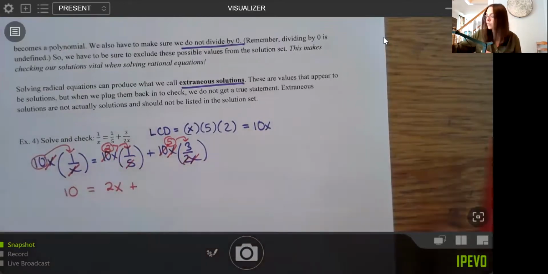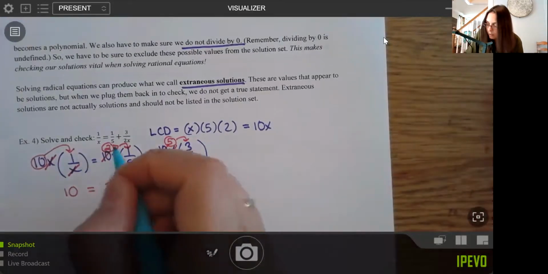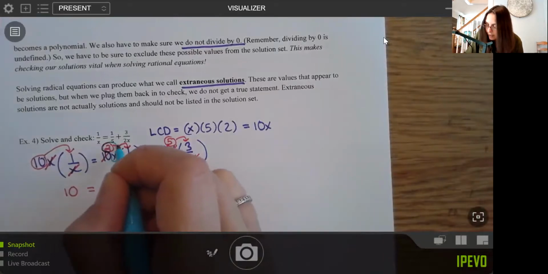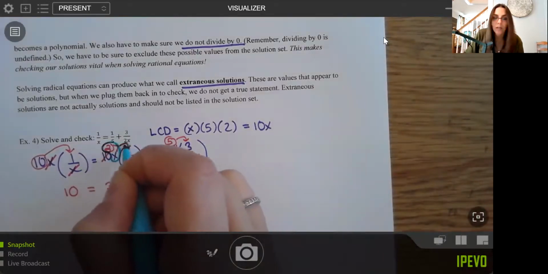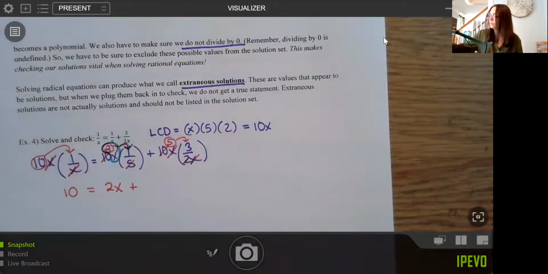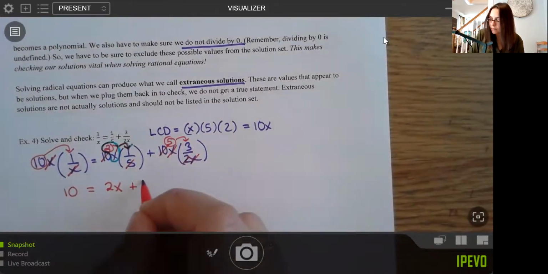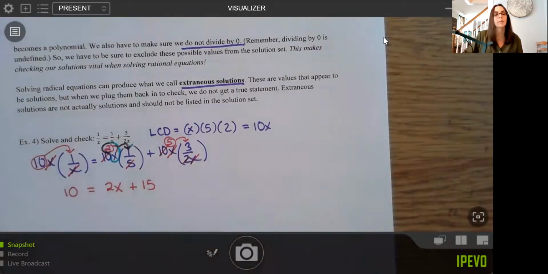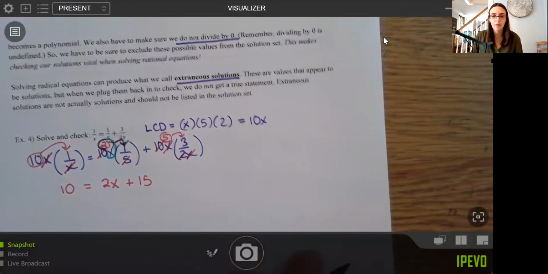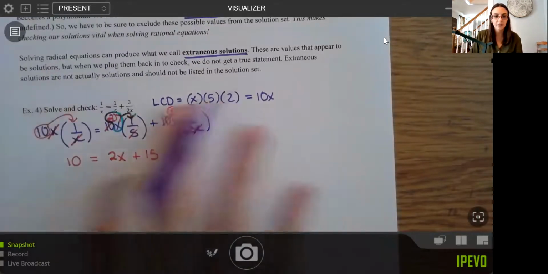Let me use a different color here. So for this one, you have the 2 and the x that's getting distributed there. Here I just have a 5. 5 times 3 is 15. So once we cancel that denominator, we actually have a relatively easy problem now. The hard stuff is up here.